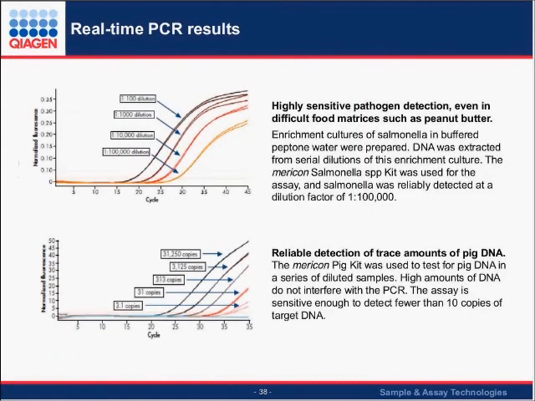So what did the results look like? These are some examples of results from a number of our different arenas here. On the top figure, we're looking at Salmonella detection in peanut butter. Peanut butter is a pretty difficult matrix. And here we have 1 to 100 dilutions, up to 1 to 100,000 dilutions. So there are 4 different dilution ranges here, and you get nice sensitive detection of the Salmonella in the peanut butter. The next figure here on the bottom is detecting pig DNA.